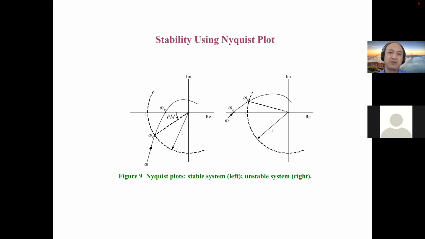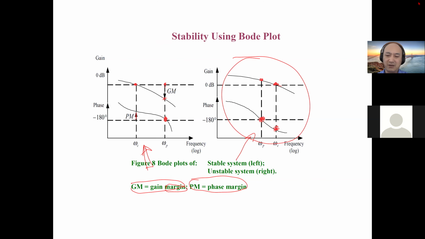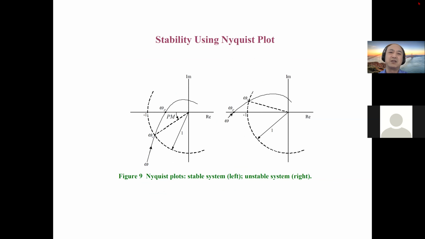Similarly to the previous two Bode plots, we now draw a Nyquist plot, imaginary versus real. You can see this is a stable case, with this intersecting point. This is called the critical point, okay? This is the unit circle.